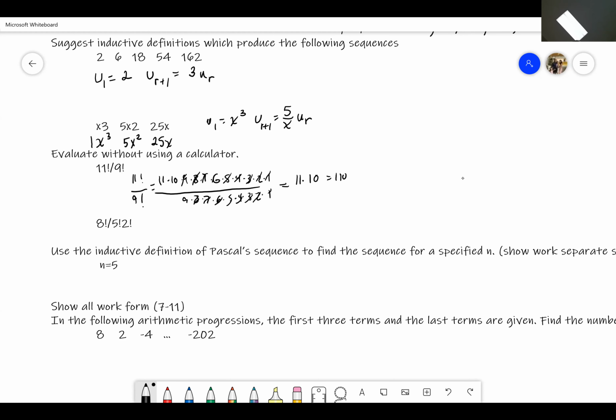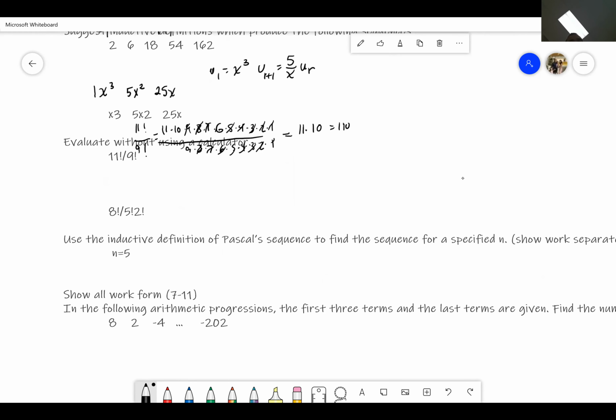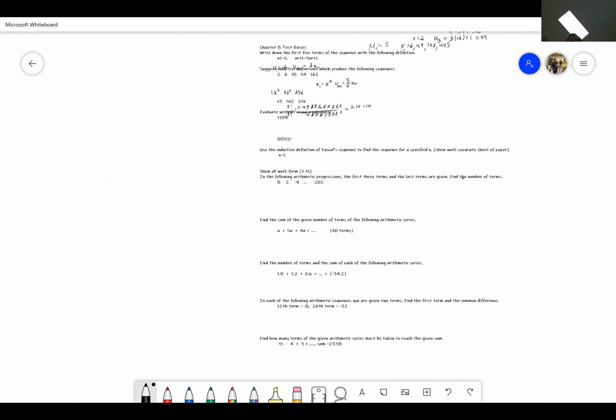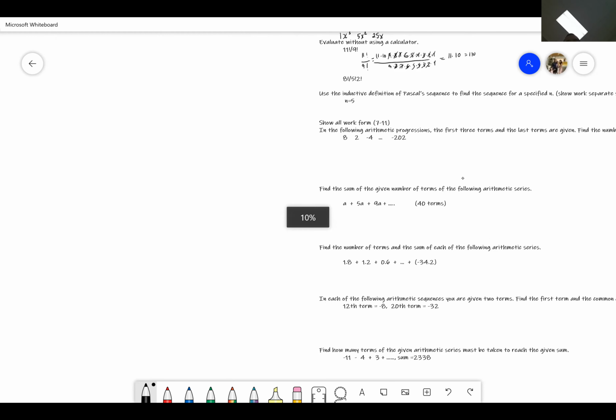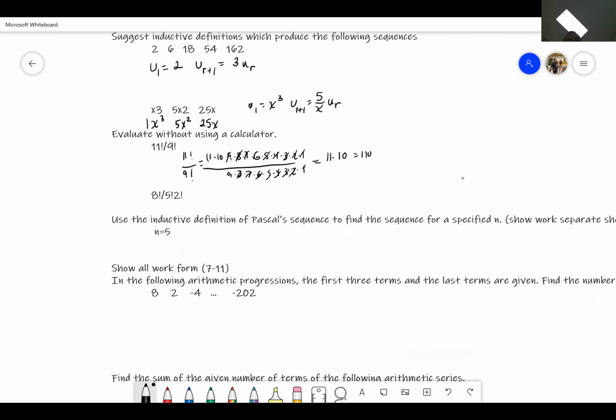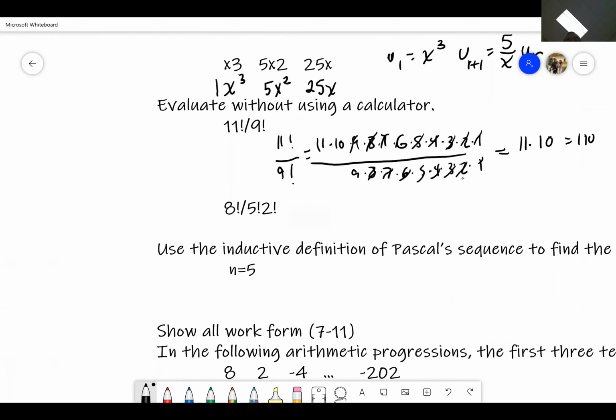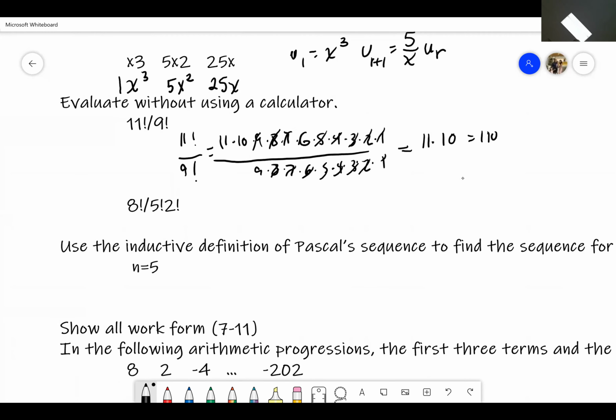Okay. Let's do the next one. Let me zoom in a little bit more on my paper. Oh no. Is it back? I gotta be careful when I use these things. There was a way for me to keep it in place.